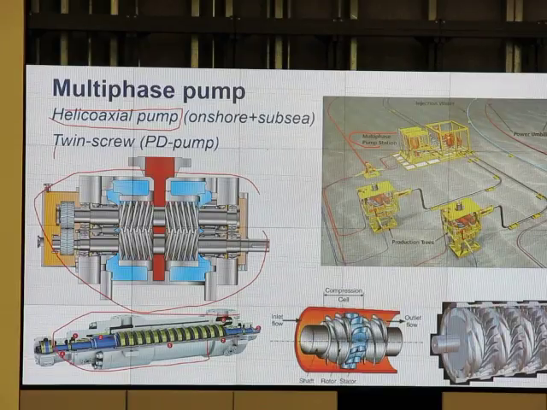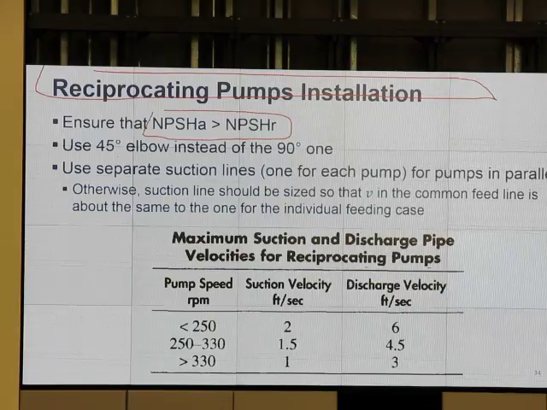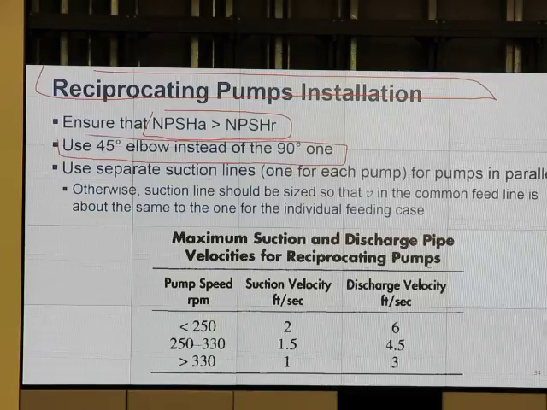Say nothing, get 0. Say something wrong, -1. Reciprocating pump, you need to ensure NPSHA and NPSHR. Okay, look at this one. Use 45-degree elbow instead of 90-degree one. Okay, next.